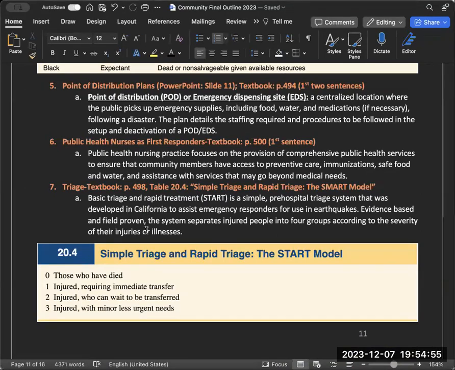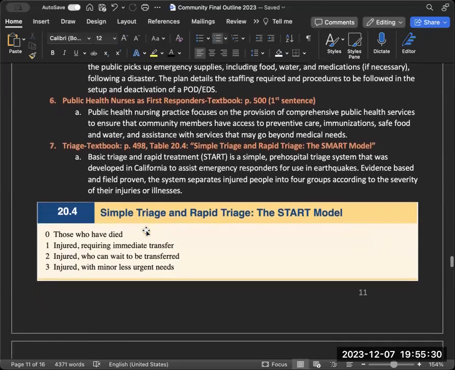Well, it's a centralized location where the public picks up emergency supplies, including food, water, and medications if necessary following a disaster. So it's basically a place where you can get things if you need. The plan details the staffing required and procedures to be followed in the setup and deactivation of the point of distribution. So we need to have the right procedures, the correct setup, and know how to stop this when we need to. And this comes from page 494 in the textbook, the first two sentences. That's what Dr. D wrote.